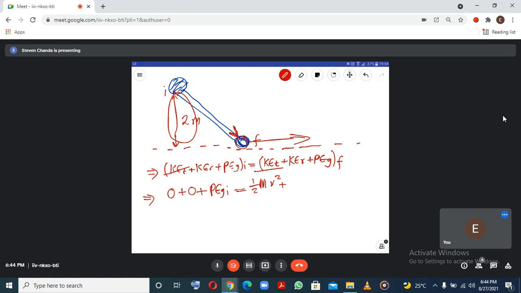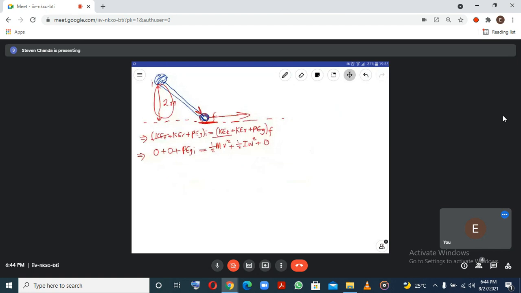Now rotational kinetic energy. That's what the money really is. So what is the gravitational potential energy final? It's going to be zero because this is at the horizontal. Okay, so that's about it. So then what do you do? Potential energy.